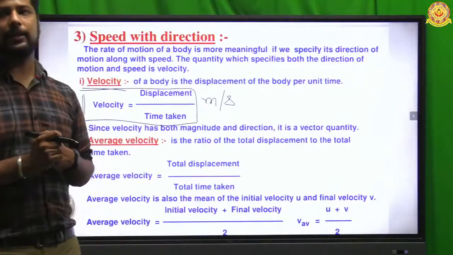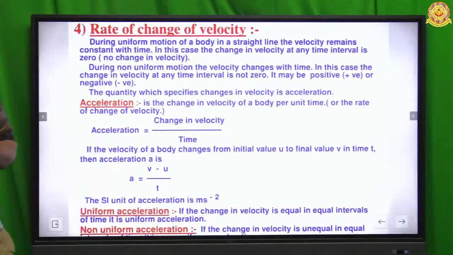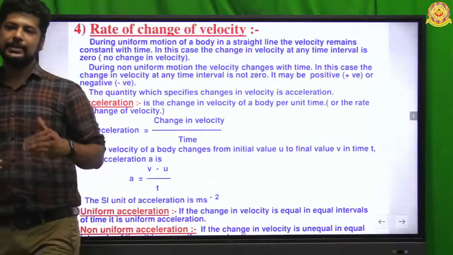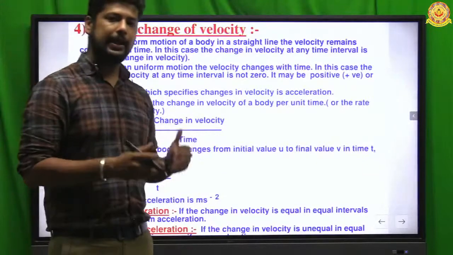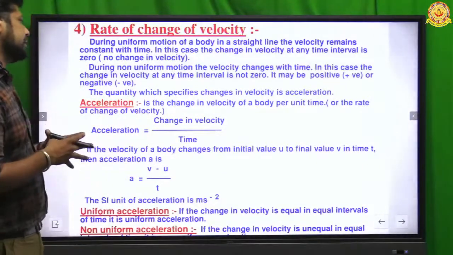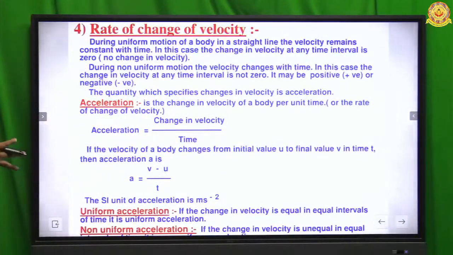Okay, both we can apply here. Rate of change of velocity: if the velocity is changing with respect to time, then we can term it as acceleration. During a uniform motion of a body in a straight line, velocity remains constant with time. In this case, the change in velocity at any time interval is 0, no change in velocity.